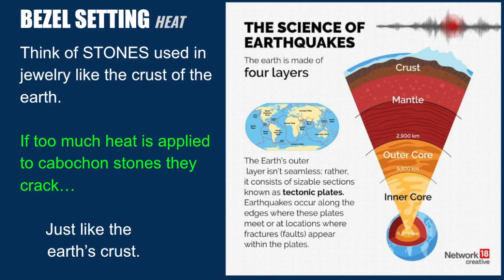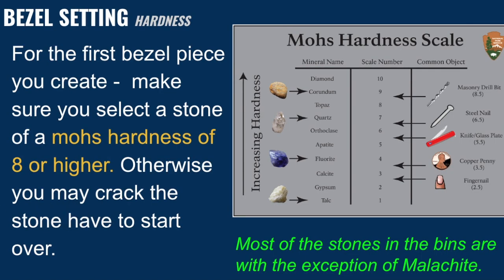You also need to understand the Mohs hardness scale for bezel setting. We will be using stones that have a Mohs hardness of 8 or higher to ensure the success of your work. If you try setting something too soft as a beginning student, you will most likely scratch or break the stone.